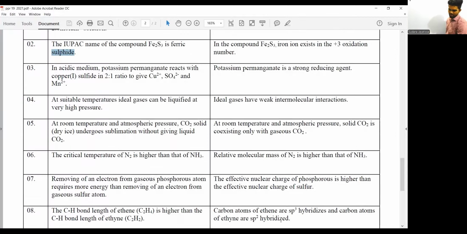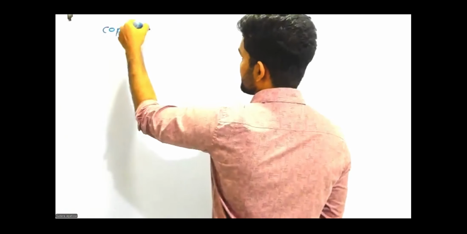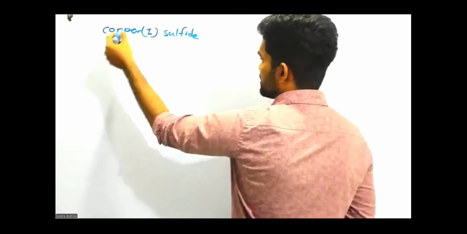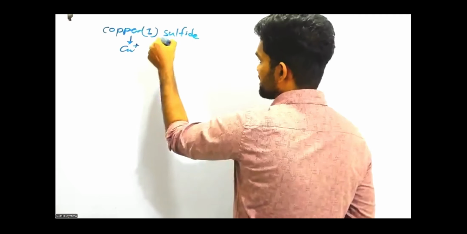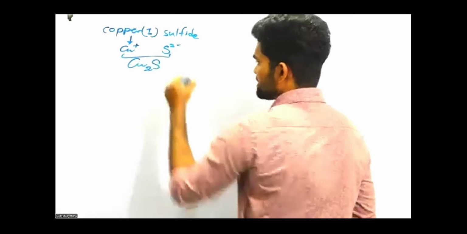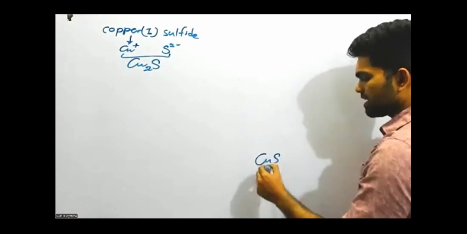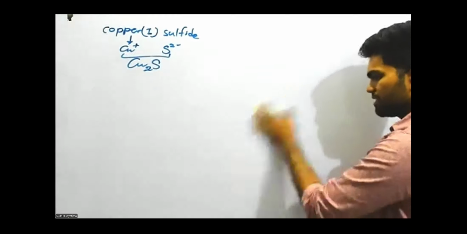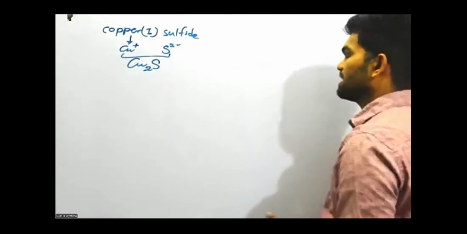So what is this copper 1 sulfide? Here you have copper plus and sulfide is having minus 2. So if you write the formula, it will be Cu2S, copper 1 sulfide. CuS is copper 2 sulfide. Remember, when we did the lesson, we did that part, no?